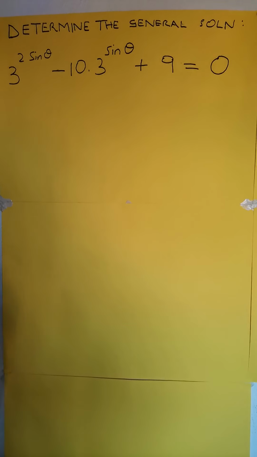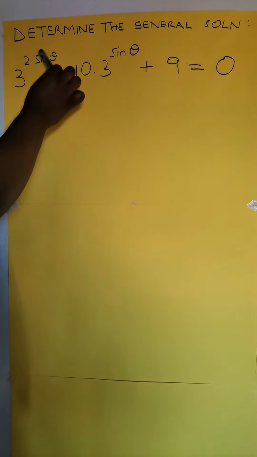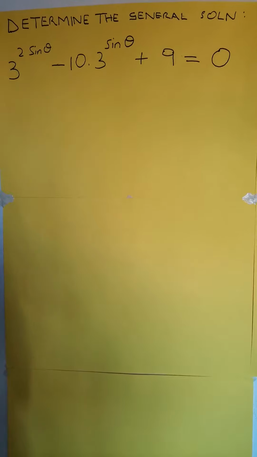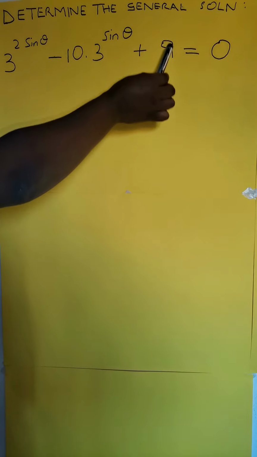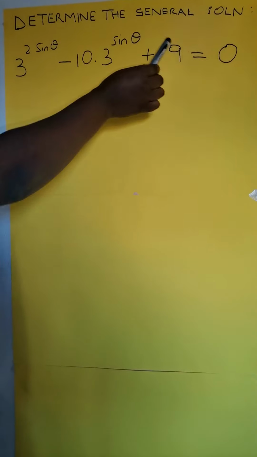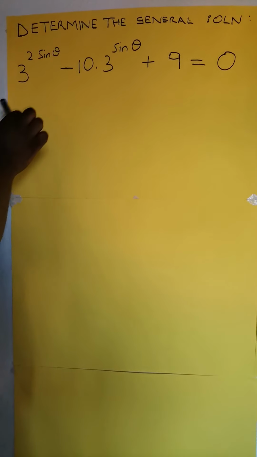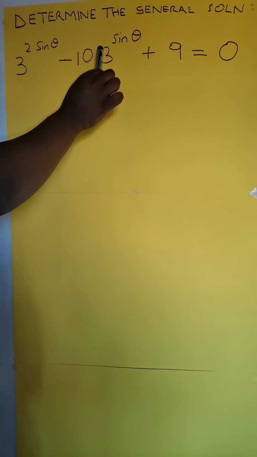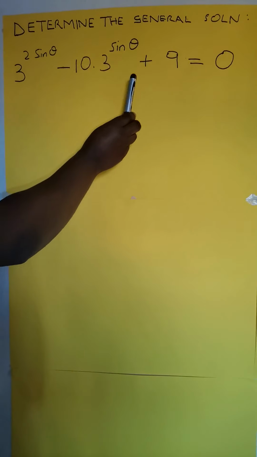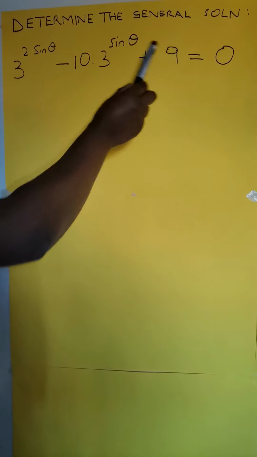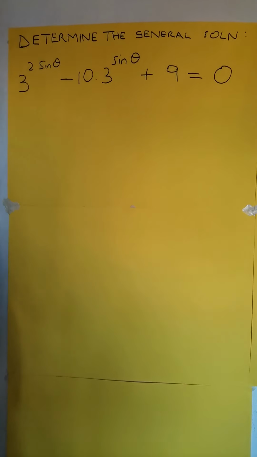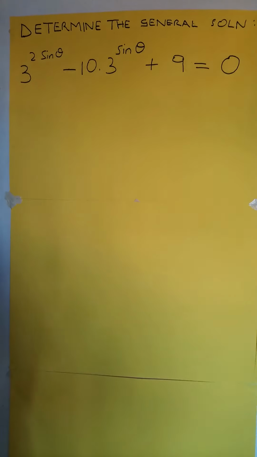The first thing that you can see is that you have a sine theta on your first term, right? And you have a sine theta on your second term, and then you don't have any theta variation on the third term, right? So the problem reads 3 to the power 2 sine theta minus 10 times 3 to the power sine theta plus 9 equals 0. Okay, so as I've indicated, the first term and the second term contain a sine theta, and then the last term is just your constant.